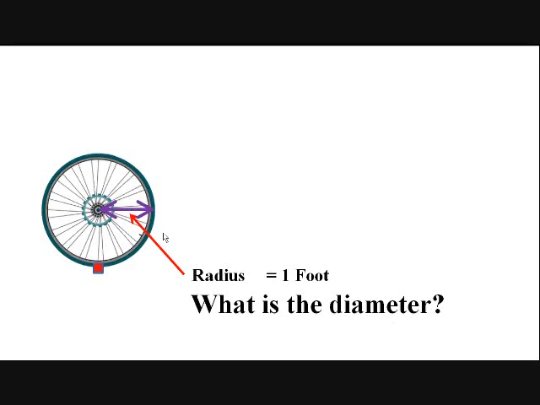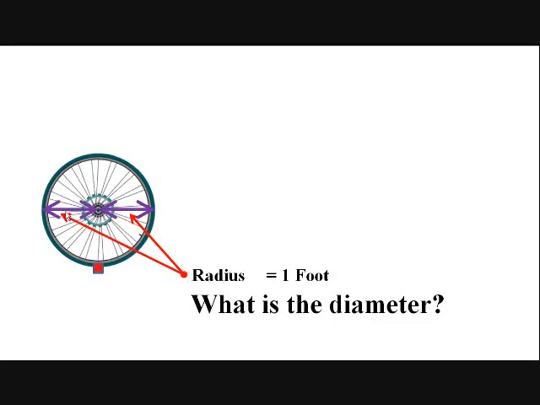Okay, remember how I said before that the radius is the distance from the center of the circle to any point on the circle. It's like a ray going from the center to the outside of the circle. So what I notice here is I've drawn a radius that goes from the center straight across to the right. And that radius is 1 foot. But what I can also do is draw another radius that goes from the center straight across to the left, and that's also going to be 1 foot.